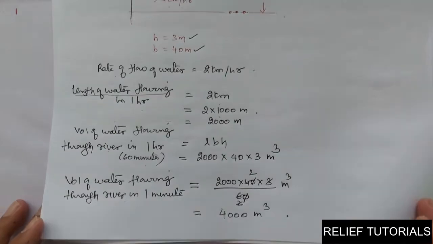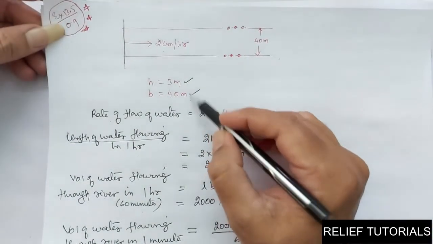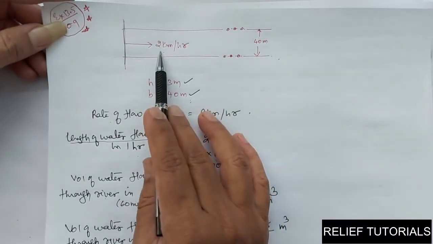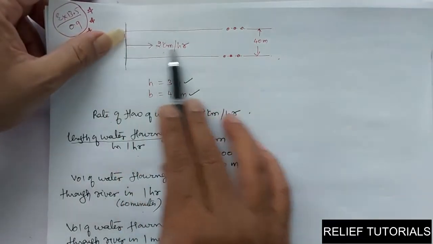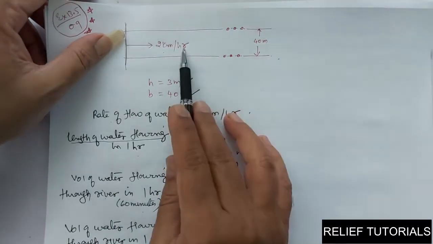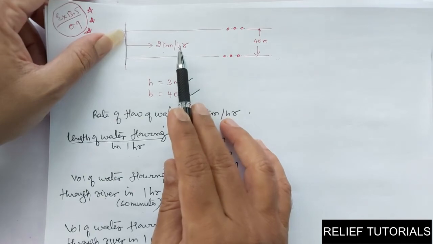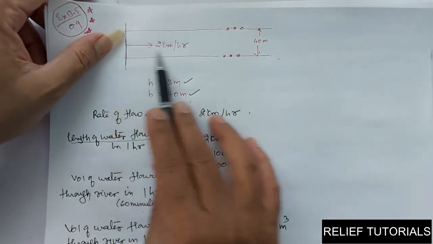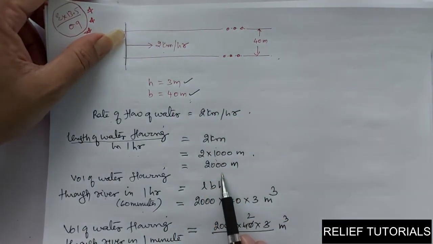Have you got it? See, if you try to understand, it is very simple. Breadth and height are given, you want to find the length, but the length is not given directly. It is mentioned that the rate of flow of water is 2 km per hour. It means the length of water flowing through the river in 1 hour is 2 km. Its speed is 2 km per hour, which means in 1 hour it can travel a distance of 2 km. 2 km means 2000 meter.